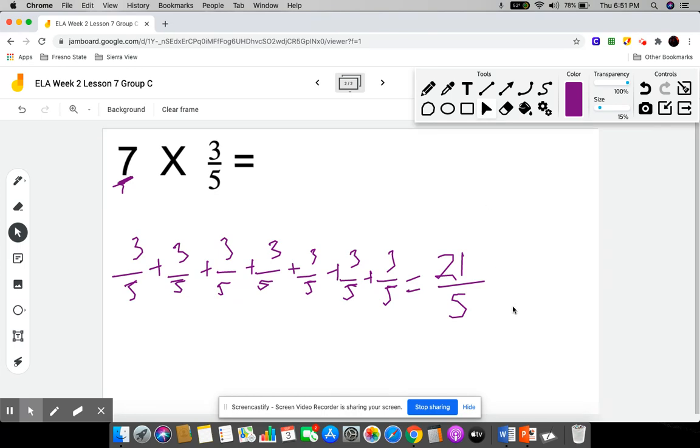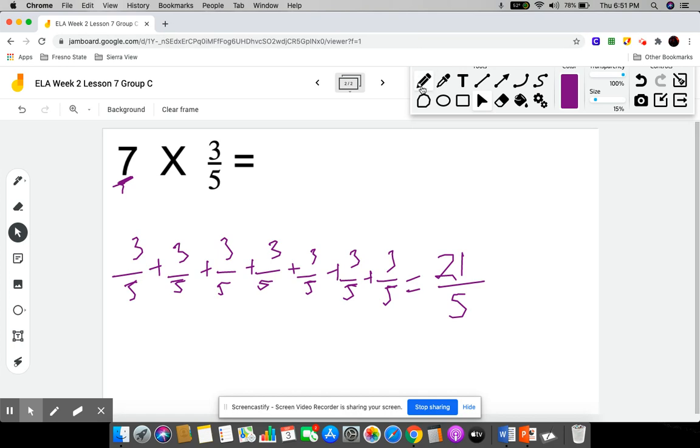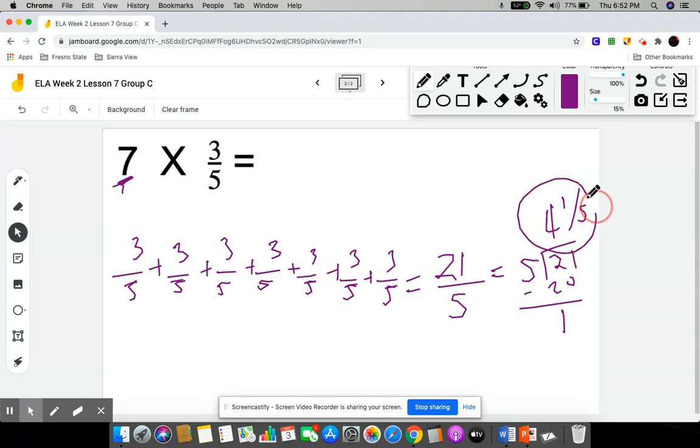So let's drop this a little lower. Can we drop it lower? Oh, guess not. And let's change it. 5 into 21: 5 goes into 20 four times, giving me 1 remainder out of 5. And my answer would be 4 and 1/5. Boom. Now, let's erase that.